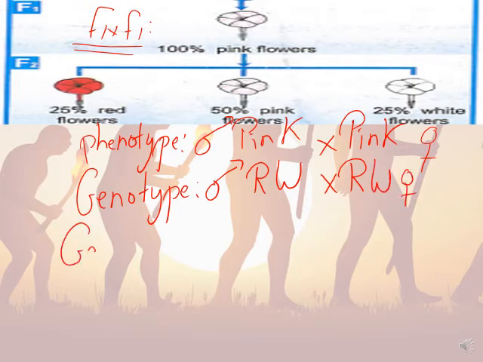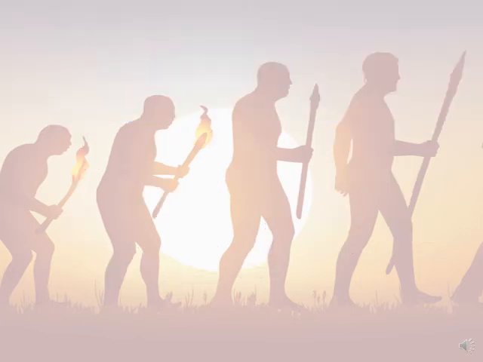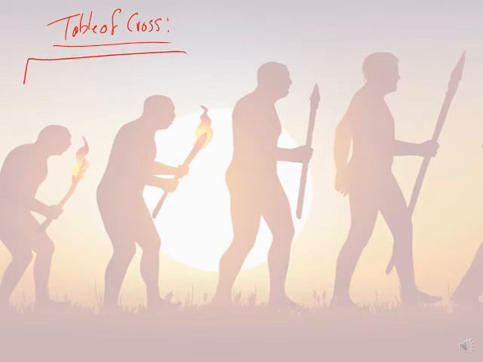The gametes will be as follows. Gametes, symbol gamma for sure. So gametes will be R 50% and W 50%, while here it can be R 50% and W 50%. Okay, so now let's do the table of cross. Table of cross, and finally we'll move to the table of result. We have to draw the table of cross, divided into male and female.